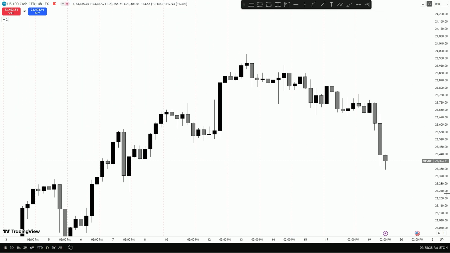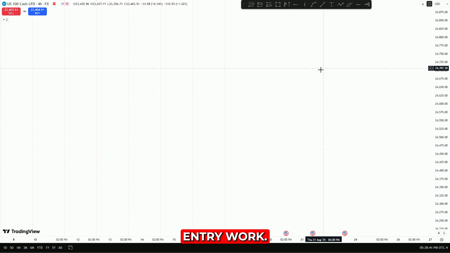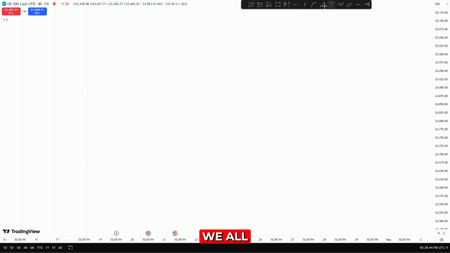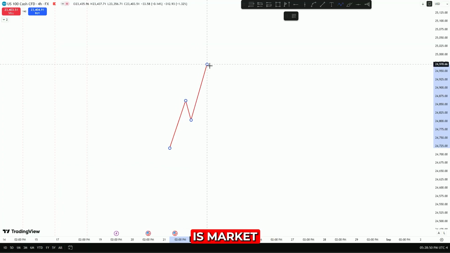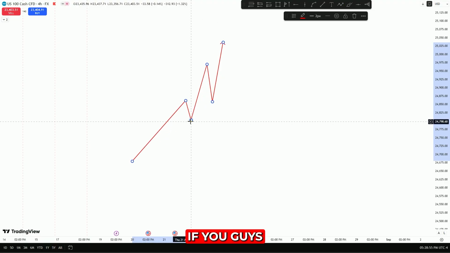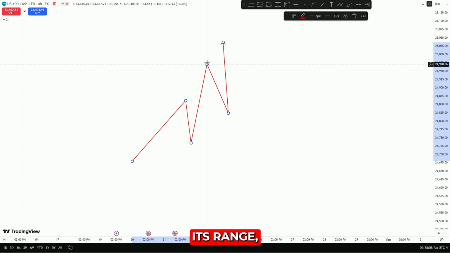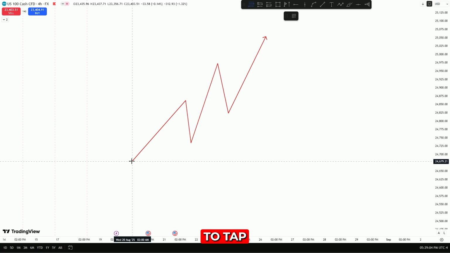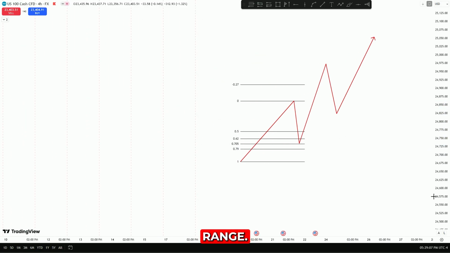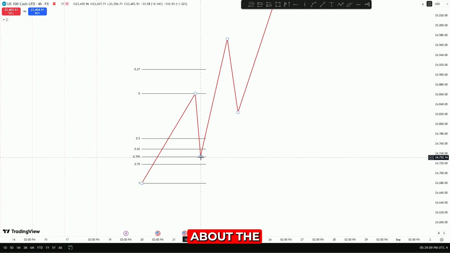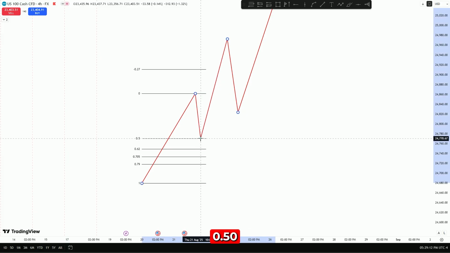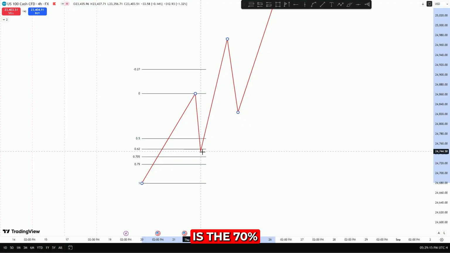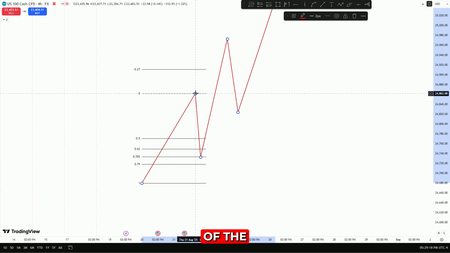Now what is OTE? Basically, optimal trade entry. As we all know, when the market is in a trend, the market taps the 50% of this range. This is a trend, and if you see, the market taps the 50% of this range. But when we talk about the optimal entry, it means the market is going to tap the 70% of the previous range. We know about the equilibrium, which is the 0.5 area, and the OTE is the 70% retracement of the previous leg.